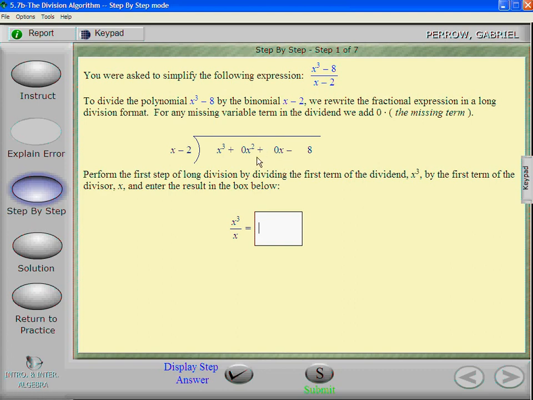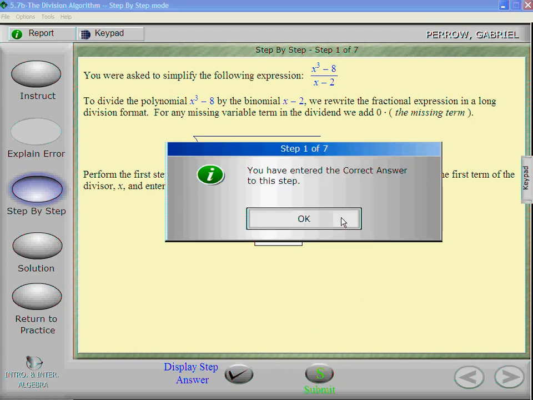They're saying put in some placeholders for those values that are missing, and that way you're going to keep everything lined up. So if I say, what times x gives me x cubed? The answer to that would be x squared. They ask the question differently. They say x cubed divided by x is what? So type that in. Say x squared is the first piece of our answer.